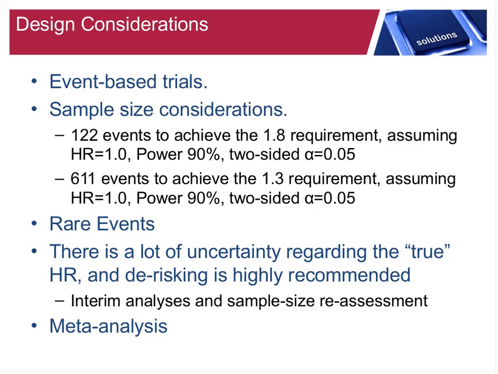Also, that means that you can learn very little from your early trials. These events do not accrue very fast, so you can learn very little from early trials. That means that there is a lot of uncertainty. You know a little bit about your drug, but you don't have data when you start planning these trials to really support your assumptions. So de-risking is highly recommended here for this reason, and for the reason that these trials are going to cost you hundreds of millions of dollars.